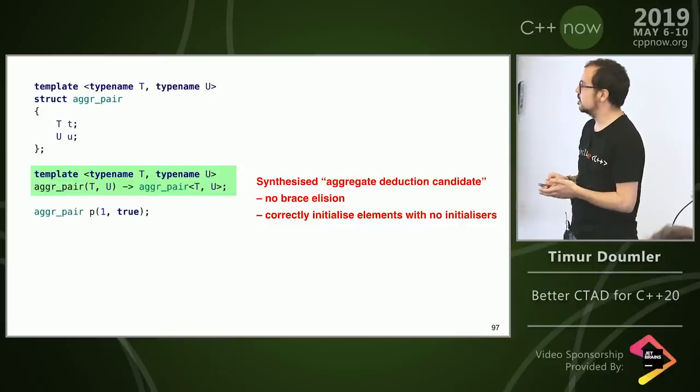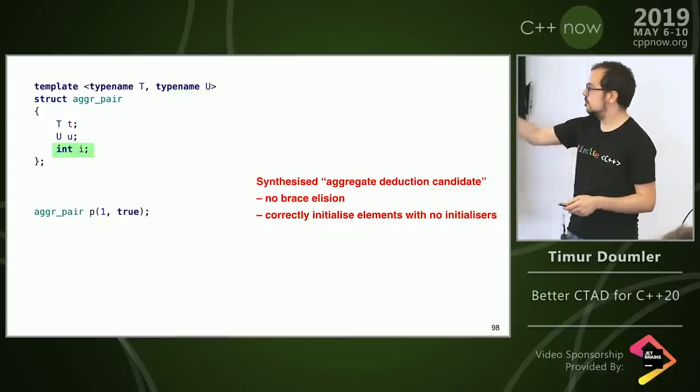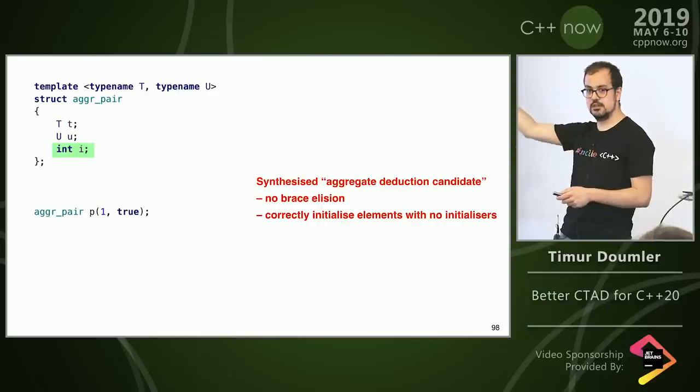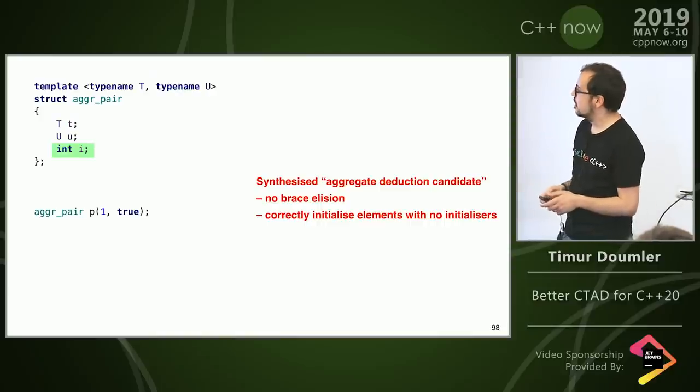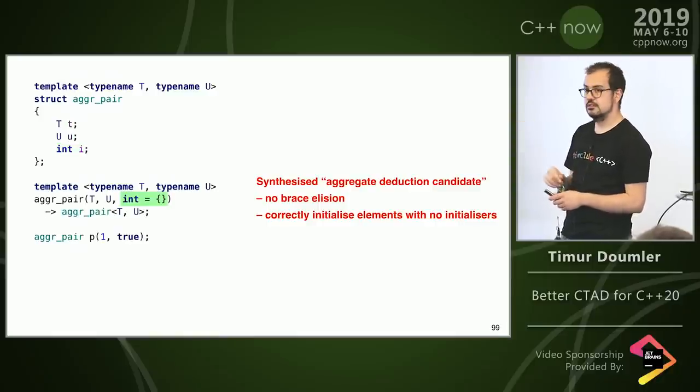So this needs to work as well. For example, if you have a third thing here, which is an int, so you don't have to deduce it, but you don't write this in there, you don't initialize it. You want this int to be initialized to zero. So the guide that you actually have to synthesize is something like this.